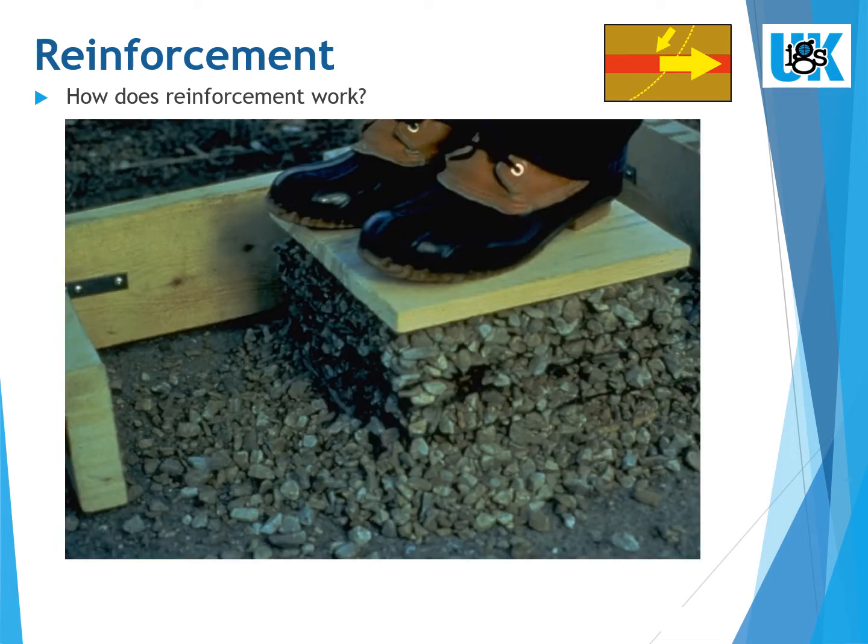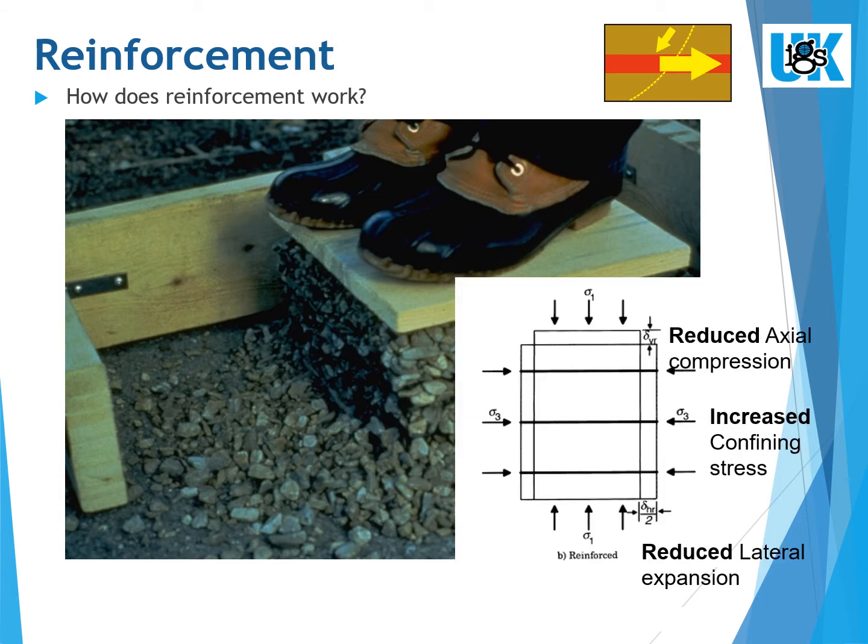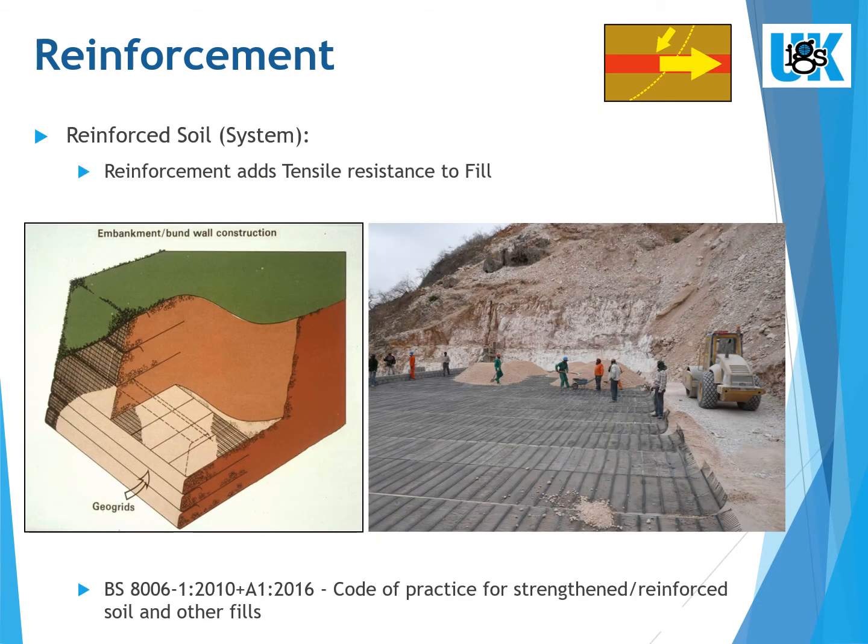This hybrid mass of soil and reinforcement transfers the vertical loads through the soil, and rather than generate lateral expansion of the soil block, instead generates tensile forces within the reinforcement, which act as an internal confinement. Put simply, the layers of reinforcement add the tensile resistance that the soil is lacking.